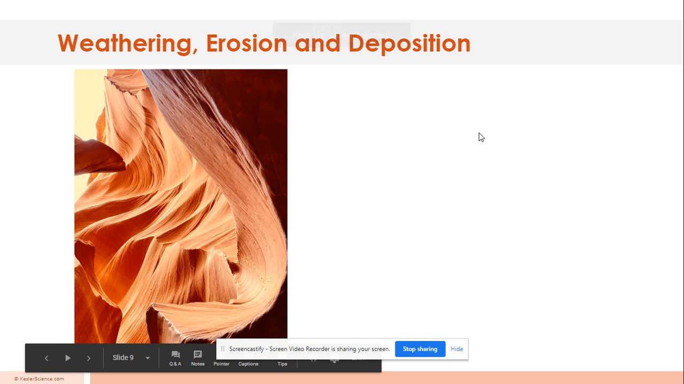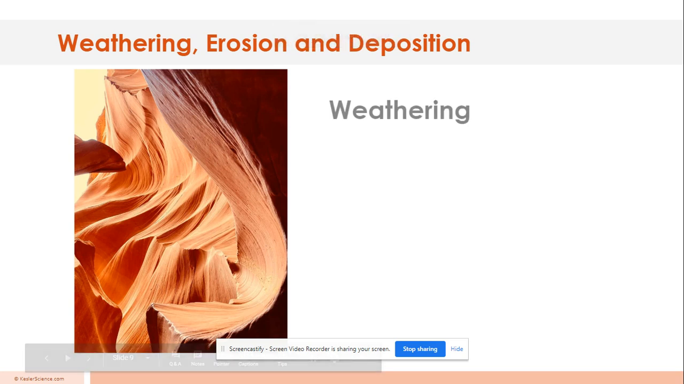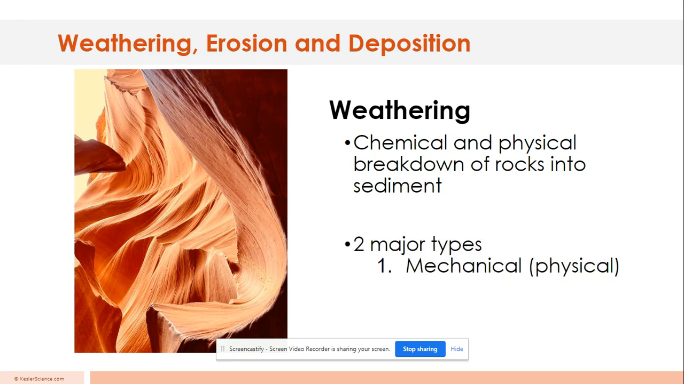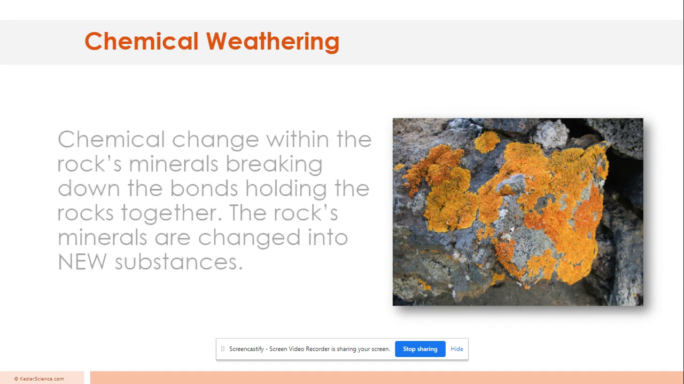Okay, this is part 2 of weathering, erosion, and deposition. Just to review, weathering is the chemical and physical breakdown of rocks into sediment. It's the breaking apart of rocks. There are two types, mechanical, which is also called physical, and chemical. Last time we talked about mechanical weathering. Today we'll talk about chemical weathering.